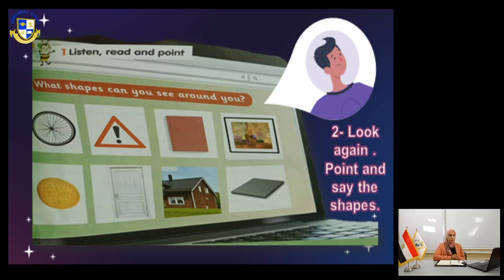The wheel and the biscuit are a circle shape. We have the traffic sign, a triangle sign. The book is a rectangle, the picture is a square, the door is a rectangle, the house is like a triangle, and on the bottom, another square, and the other book is another square. So the shapes that we understand from today are the circle, triangle, square, and rectangle.